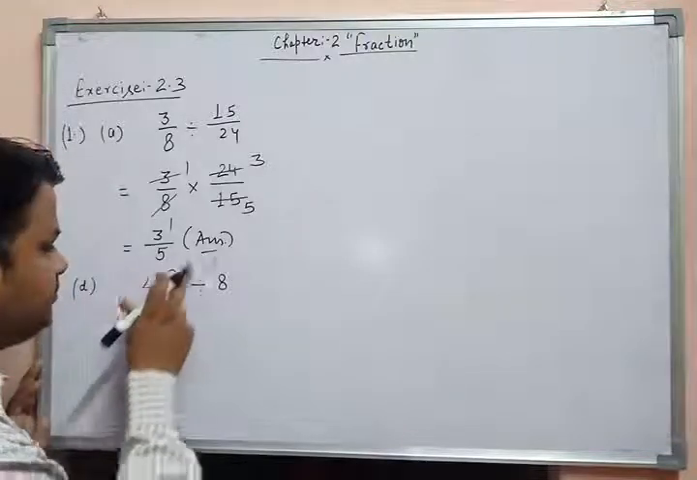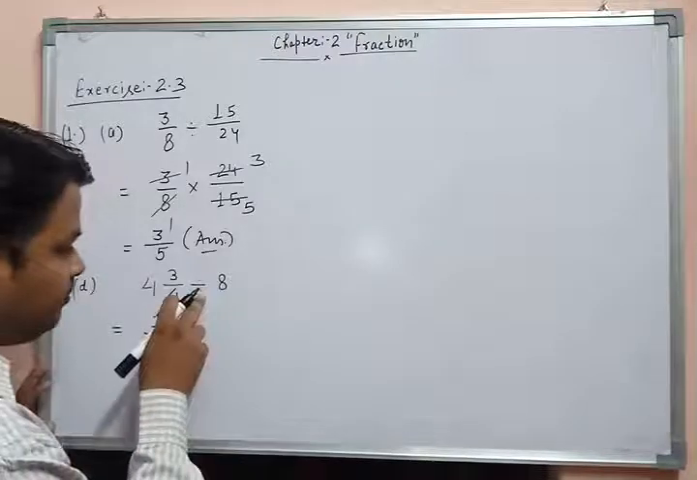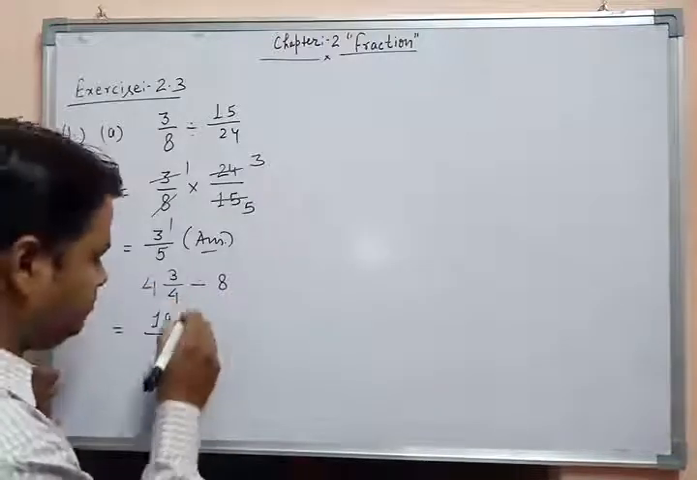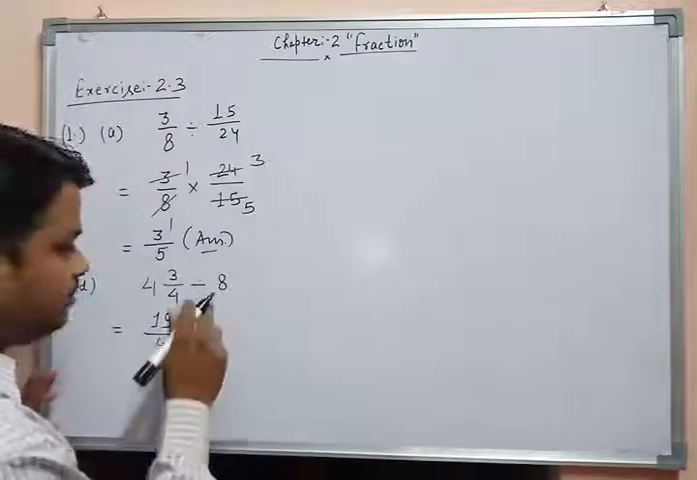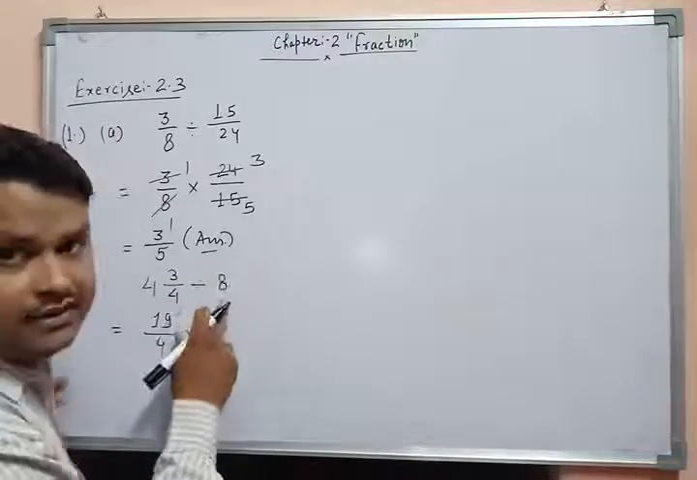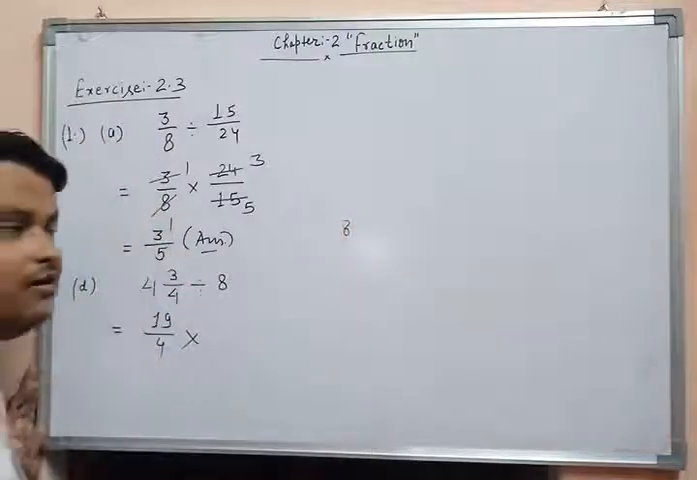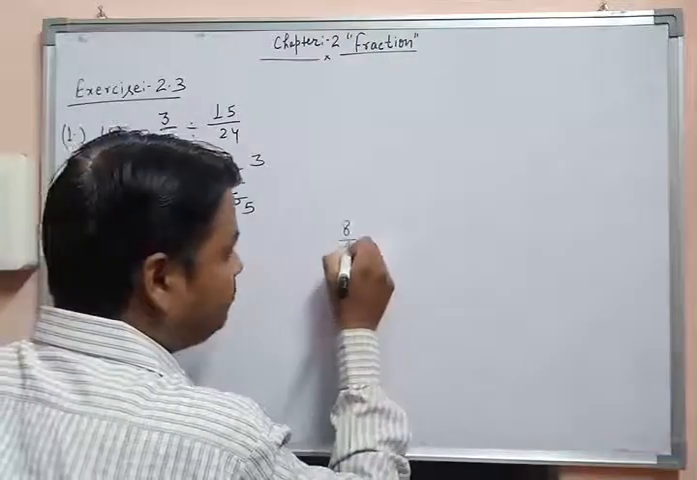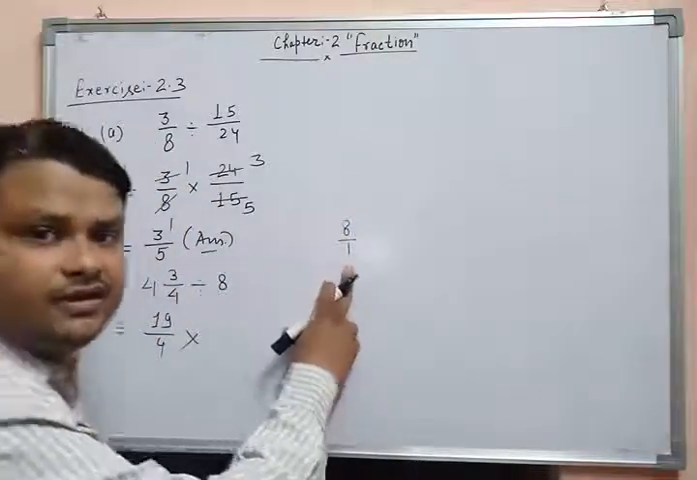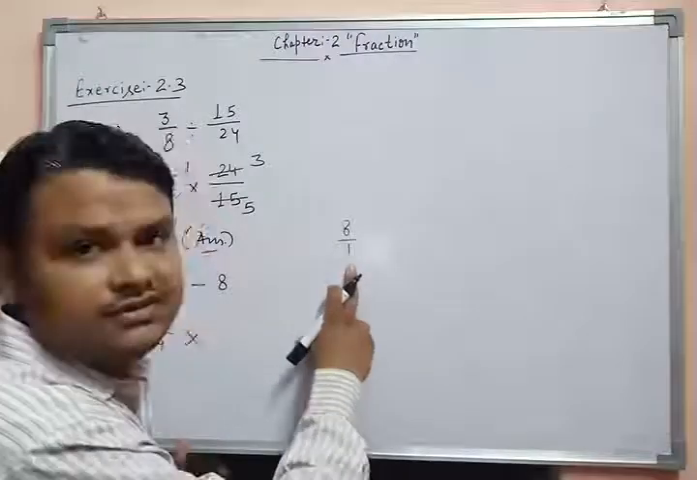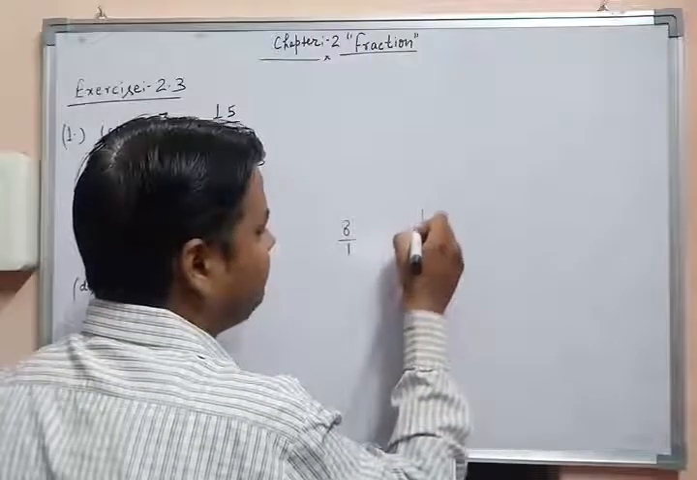4 4s are 16, 16 plus 3 is 19 upon 4, 19 upon 4, and you have to remove the division operator by the multiplicative operator and write the reciprocal of 8. So students, if you want to write the reciprocal of 8, first of all you have to write 8 in the form of a fraction. So 8 can be written in the form of a fraction like this. Okay, now the reciprocal of 8 upon 1 is 1 upon 8.